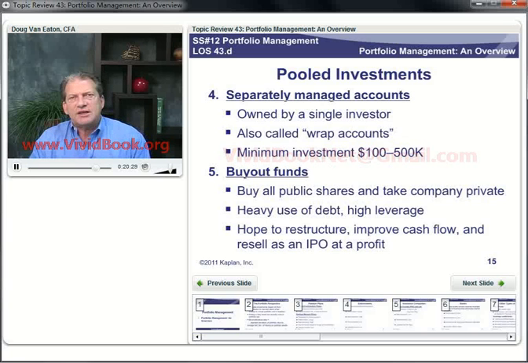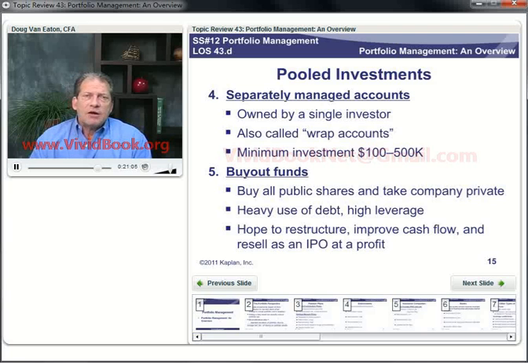Separately managed account, these are accounts just owned by a single owner. Now usually we're going to have higher minimum investments on these, and actually $100,000 would be pretty small, but minimums around $500,000 are not uncommon. They're also called wrap accounts because the management fee and the trading fees are all wrapped into one as far as managing this account. But it's managed for a single investor so it can meet that investor's needs, hopefully with some diversification, whatever the income needs are, and also can be managed with the investor's tax situation in mind.